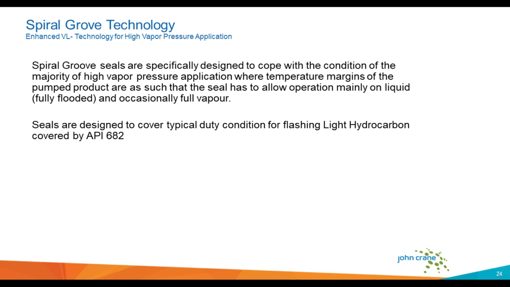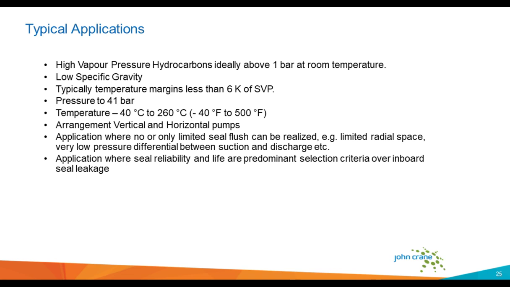The seal is designed to cover typical duty conditions for flashing light hydrocarbons covered by API 682. Typical applications are high vapor pressure hydrocarbons, ideally above 1 bar at room temperature, with low specific gravity, which can be even below 0.3, and it's normally recommended with specific gravity below 0.6.